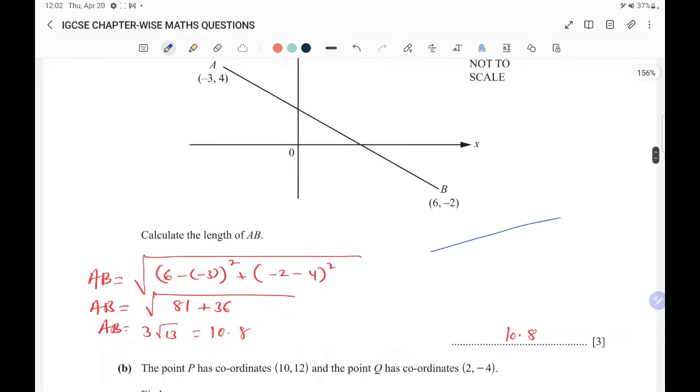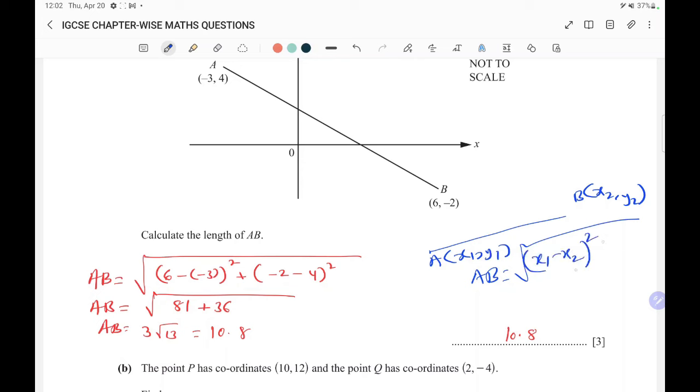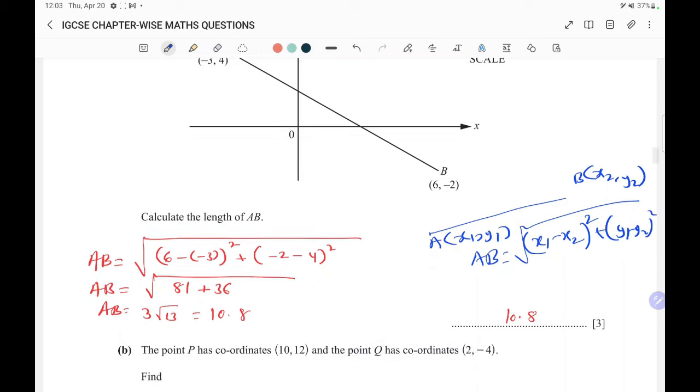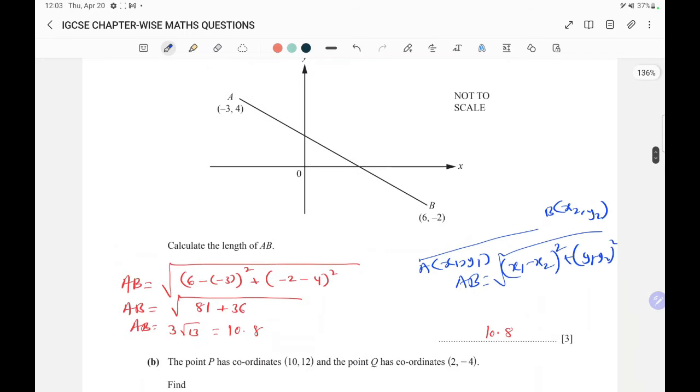So let me revise this result first. When you have A as x1 y1 and B as x2 y2, then AB is the root of x1 minus x2 whole square plus y1 minus y2 whole square. So according to that, 6 minus of minus 3, whole square, and minus 2 minus 4 whole square. So 6 minus of minus 3, which is plus 3.